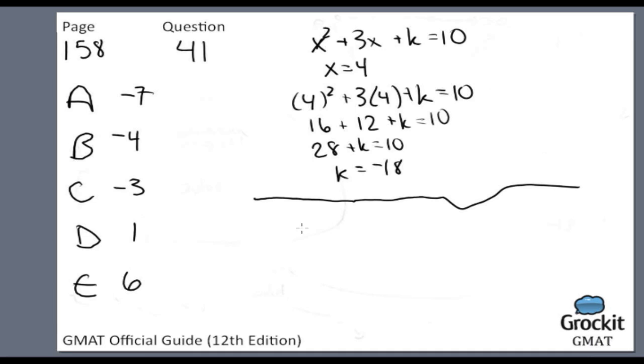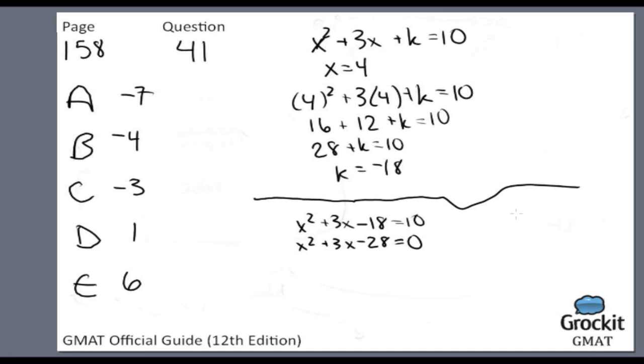So x squared plus 3x minus 18 equals 10. Now remember, in order to do any foiling, or in this case reverse foiling, we need to have the whole equation equal to 0. So we're going to have to subtract 10 from both sides. x squared plus 3x minus 28 equals 0.